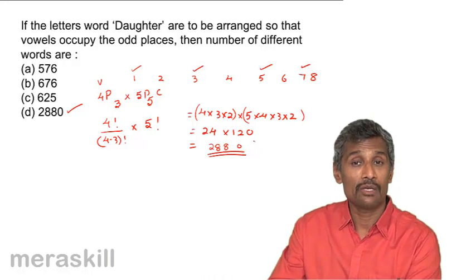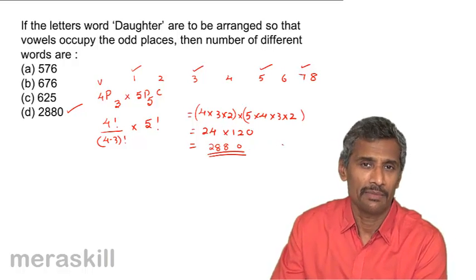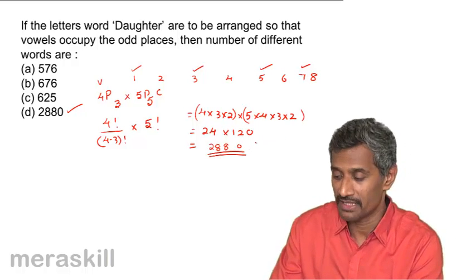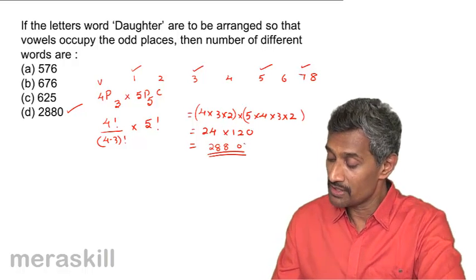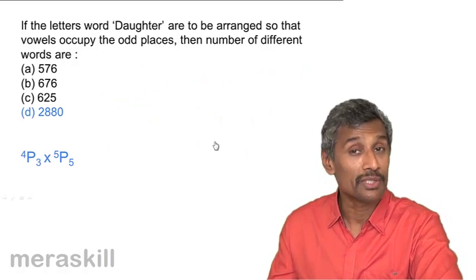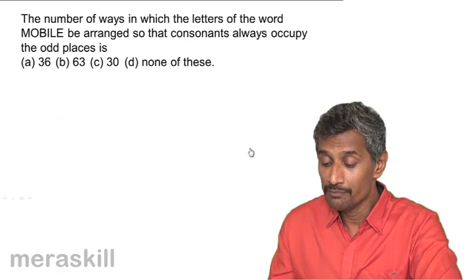Of course, it goes without saying that all these words need not seriously make sense. There may be some formations of these letters, and hence our option here is 2880, and yes, we do have it right. Then what do we have next?